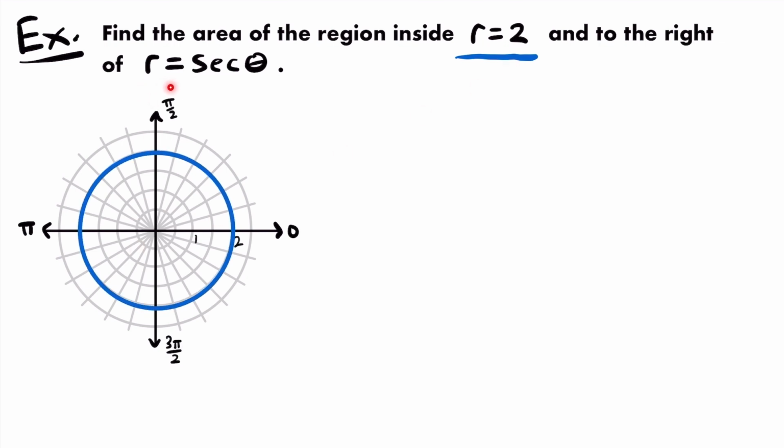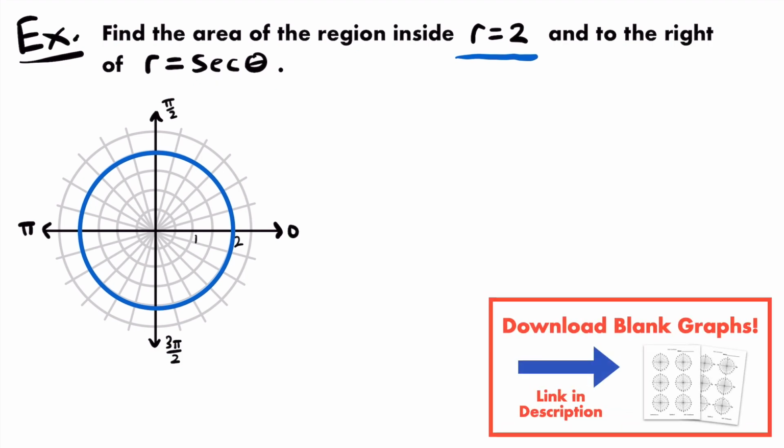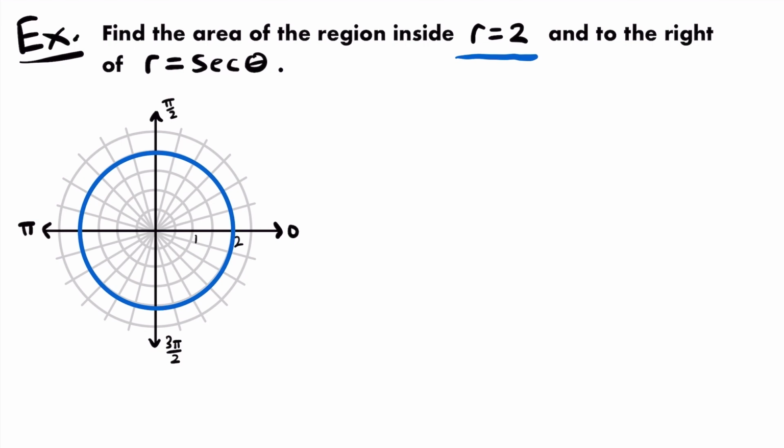Now how about r equals secant theta? Well, whenever you have r equal to some constant times secant theta, you are working with a vertical line. In this case, the constant being multiplied by secant theta is just 1. We just have r equals secant theta. We don't have r equals 2 secant theta or 3 secant theta. And so since we have 1 times secant theta, that tells us that we are going to have a vertical line that crosses through the radius of 1 along the polar axis on the right side.